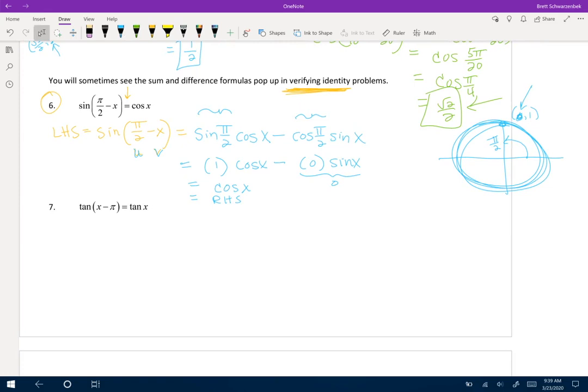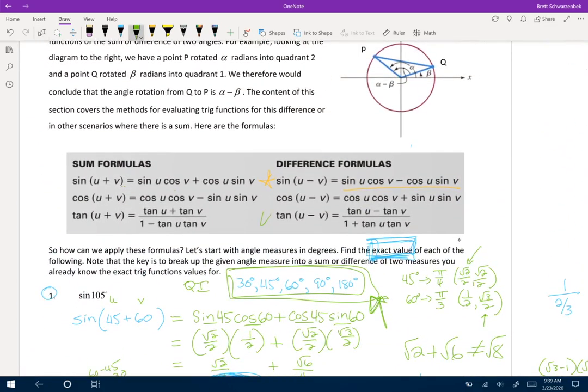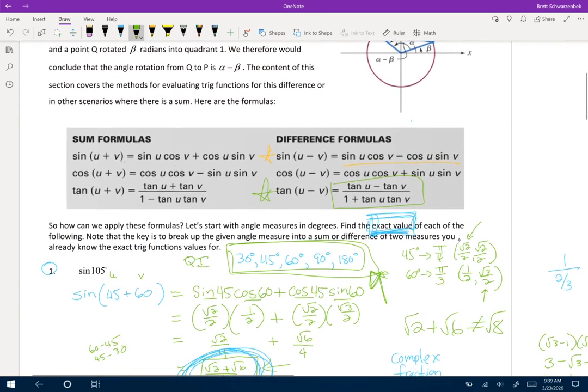So let's say we're looking at number 7. We have the tangent of a difference, x minus pi, is equal to tangent x. Well, the tangent of the difference is the more complicated side, obviously, first of all, so we'll stick with that. Again, you cannot distribute the tangent. You must return to the tangent of a difference formula, which is right here, and apply it to what we have here. So what will that be?